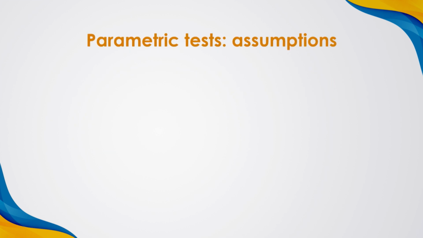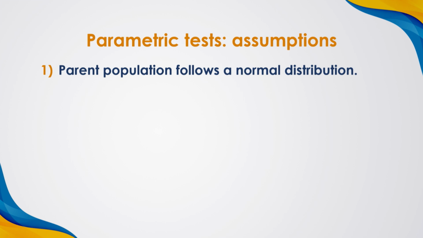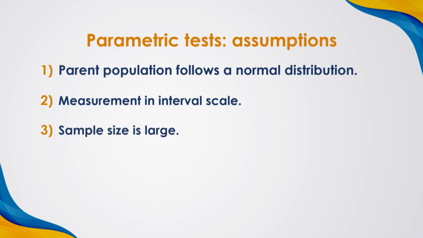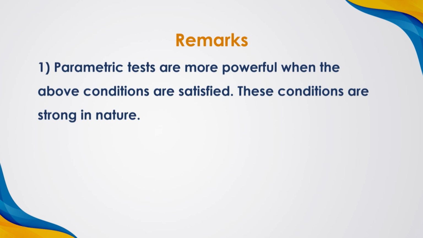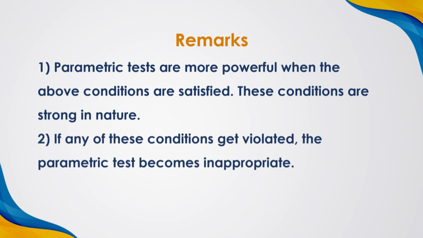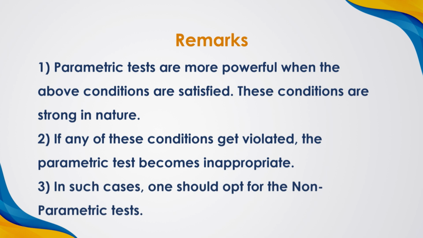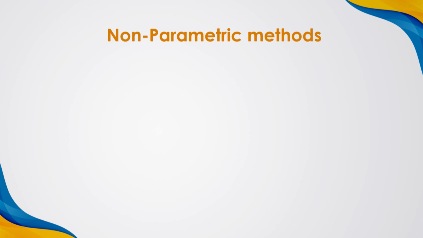Parametric test assumptions. The parent population follows a normal distribution. Measurement is in interval scale. Sample size is large. Remarks: parametric tests are more powerful when the above conditions are satisfied. These conditions are strong in nature. If any of these conditions get violated, the parametric test becomes inappropriate. In such cases, one should opt for the non-parametric test.